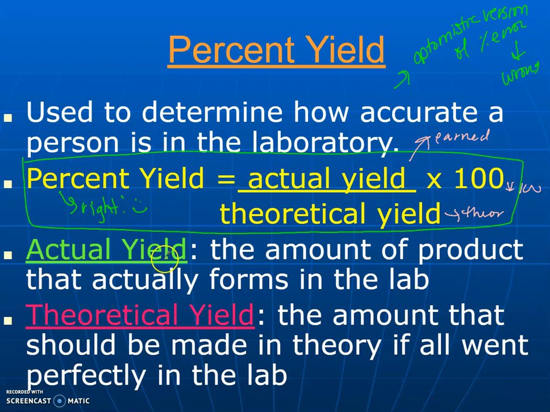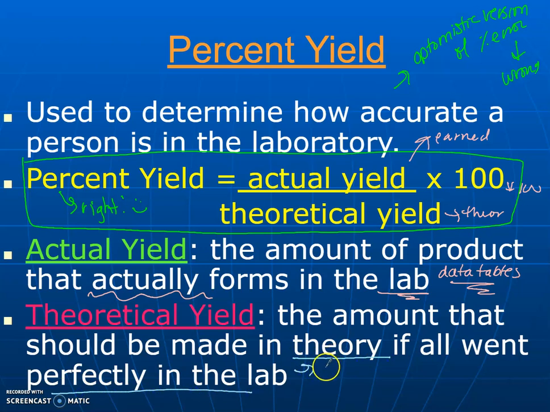Okay, so the actual yield is the amount of product that you actually make in the lab. So this is what you would get from your data tables and from your scales or from your volumetric determinations like your graduated cylinder or anything like that. Okay, the theoretical yield is going to be the amount that would be made in theory if all went perfectly in the lab. This is determined through a calculation.